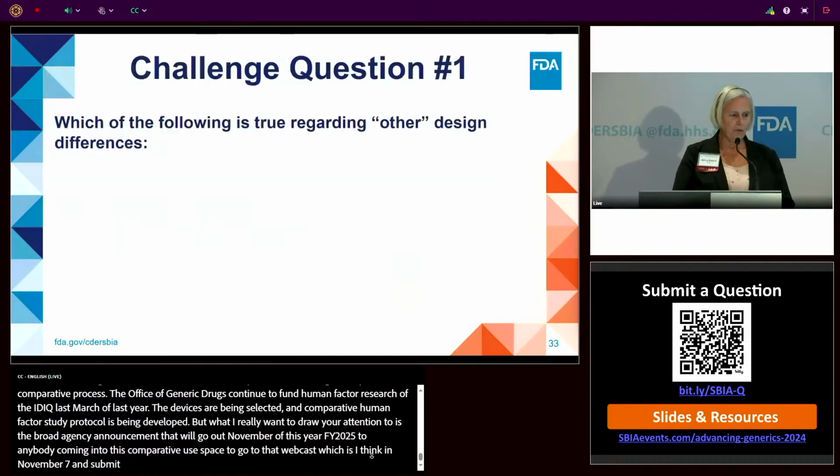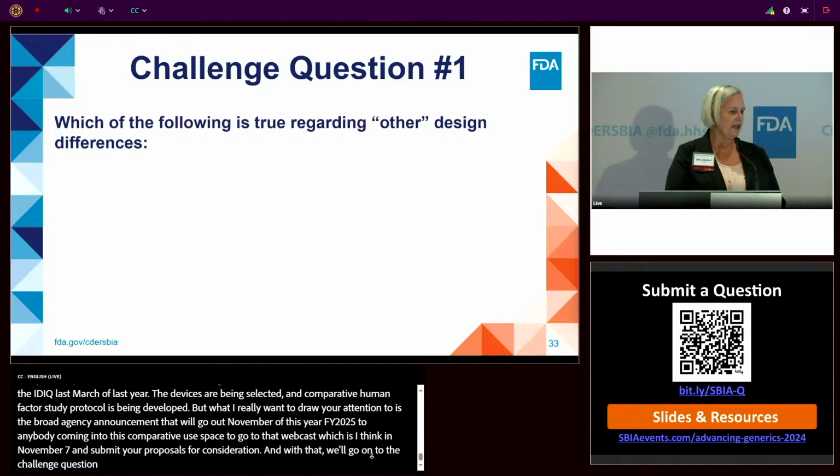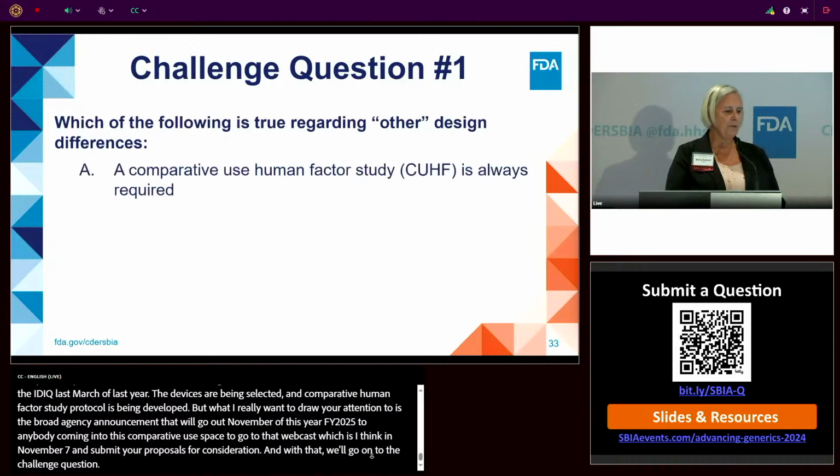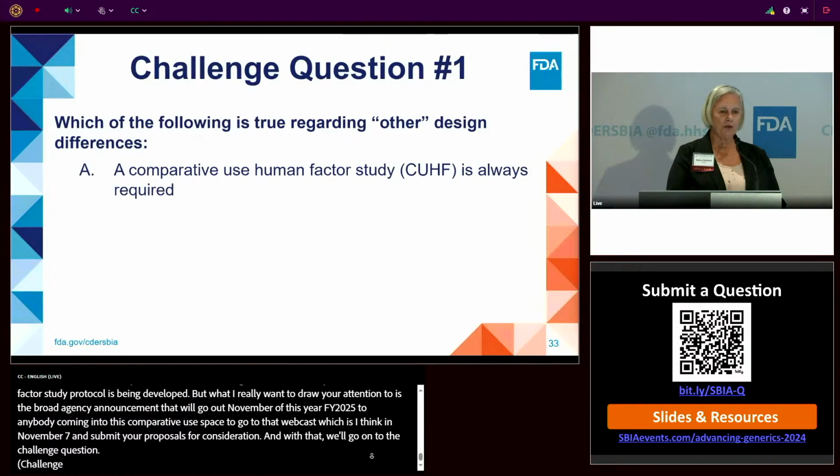And with that, we'll go on to the challenge question. Which of the following is true regarding other design differences? A comparative use human factors study is always required. The design difference may impact a critical task.